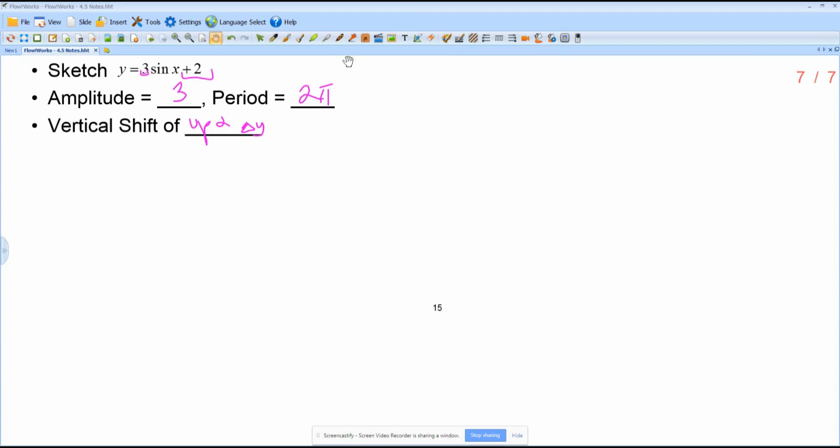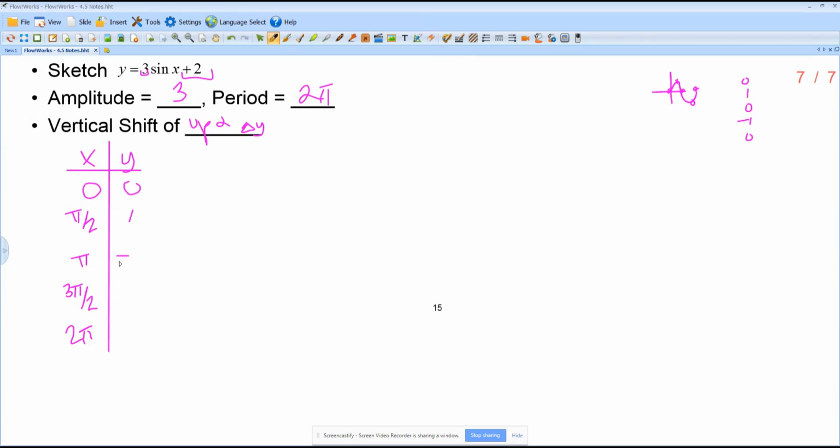So if I'm going to make that column, I'm going to make sort of a short one. I don't need as much of a long one because there's not a horizontal shift. My x values go 0 to the period, and then the midpoint of that, and 3 times this. My y values for sine go 0, 1, 0, negative 1, 0, and so on, 0, 1, 0, negative 1, 0.